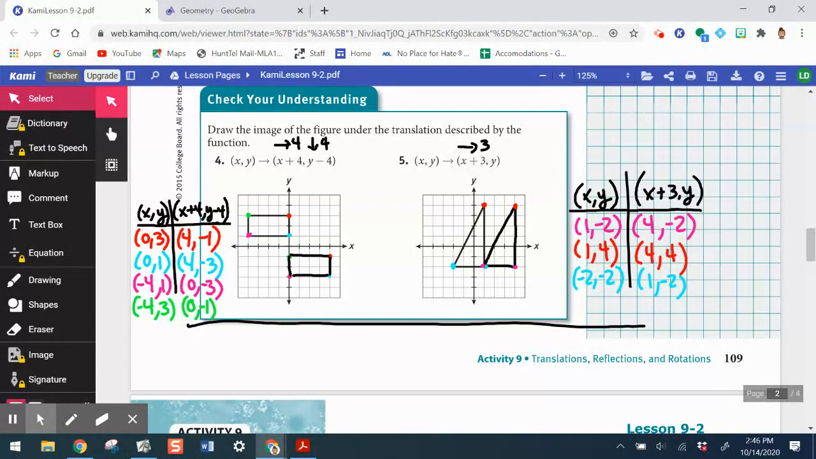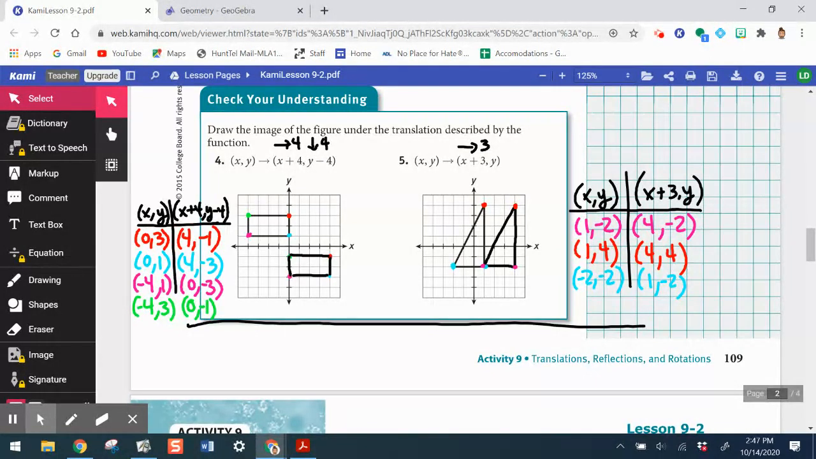But x plus 3 tells us that it's going to move to the right 3. And when y does not change, that means it does not move up or down. So you notice that the triangle just simply moved to the right 3 units, but it did not move up or down. So use the function table if you need to, but if you're interpreting these translation functions with these directions, that is good too.